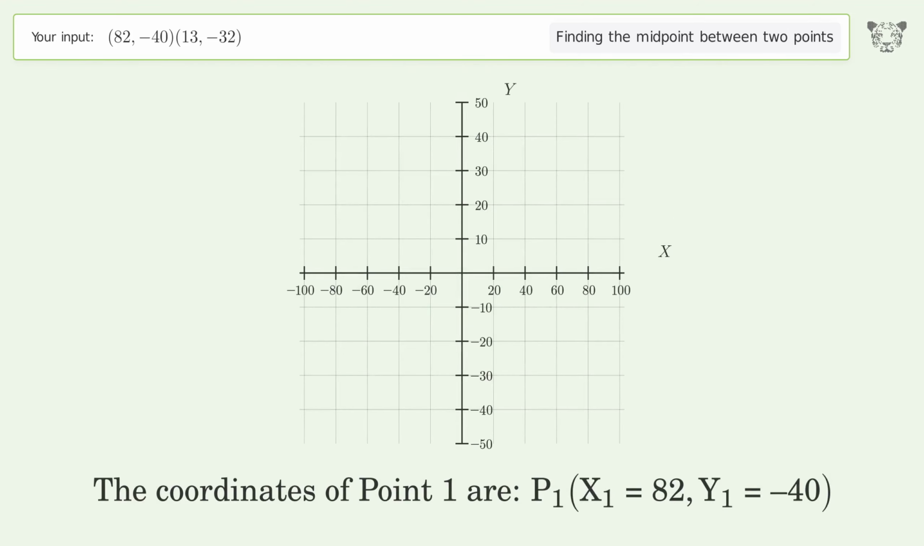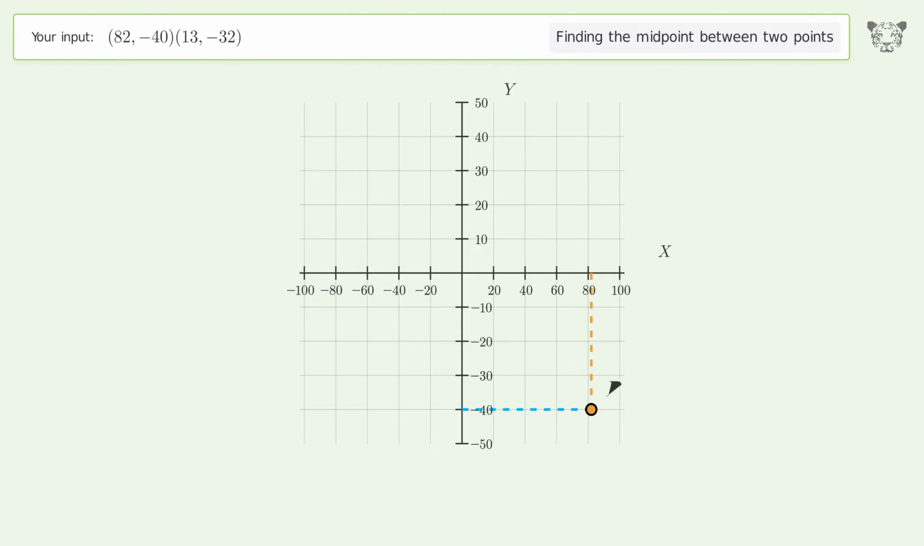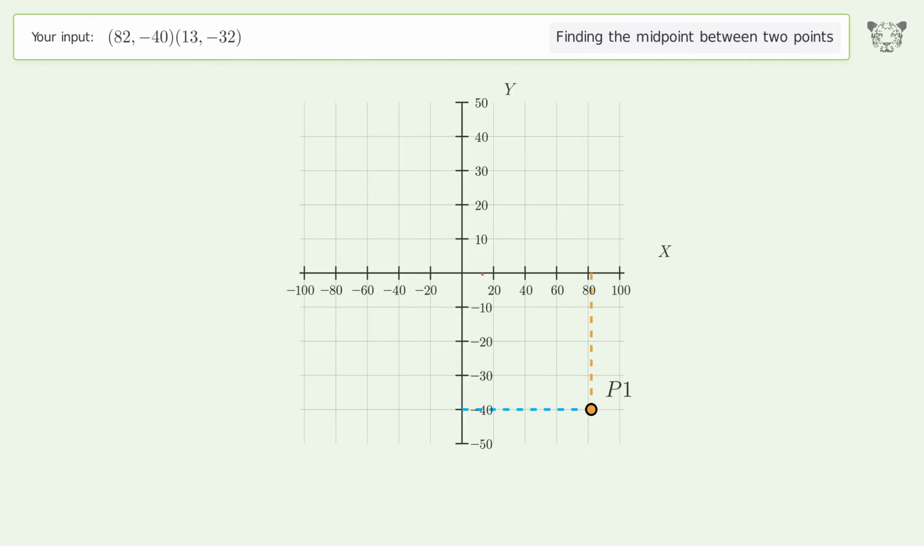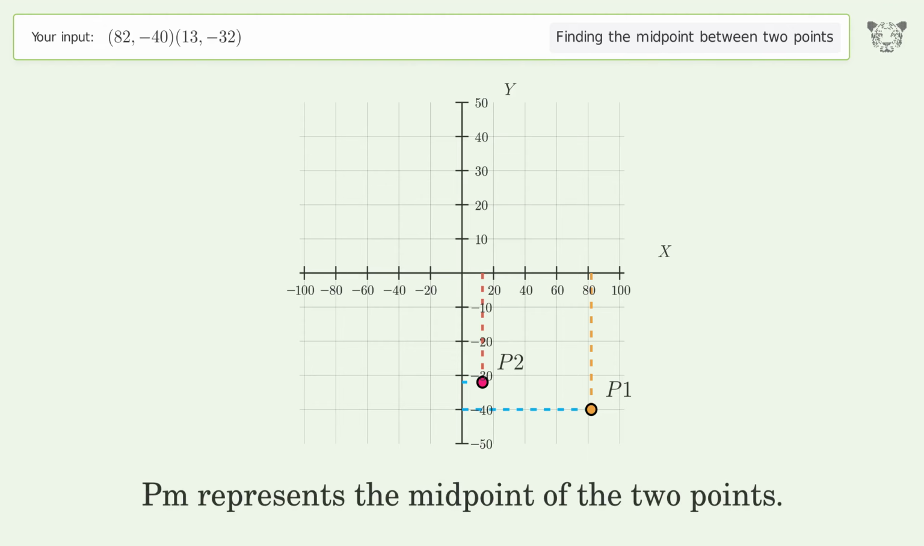The coordinates of point 1 are, x1 equals 82, y1 equals negative 40. The coordinates of point 2 are, x2 equals 13, y2 equals negative 32. PM represents the midpoint of the 2 points.